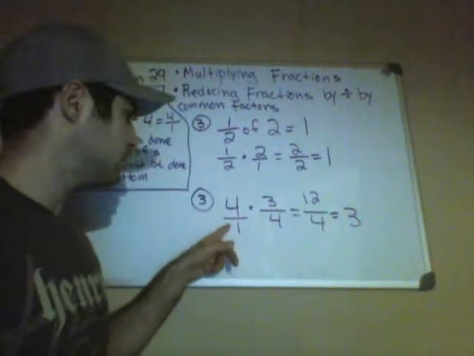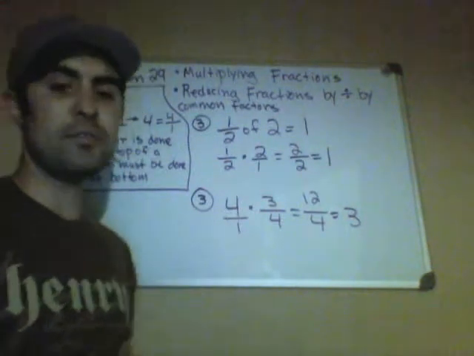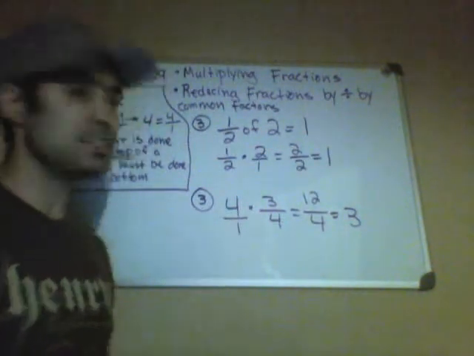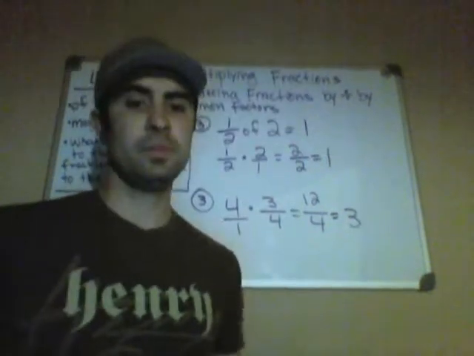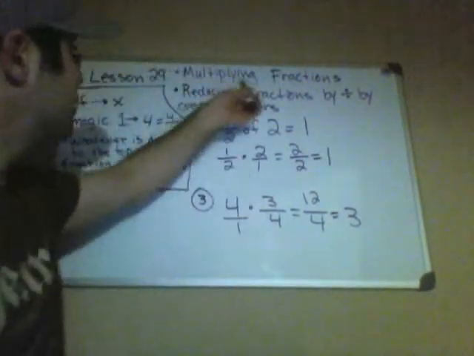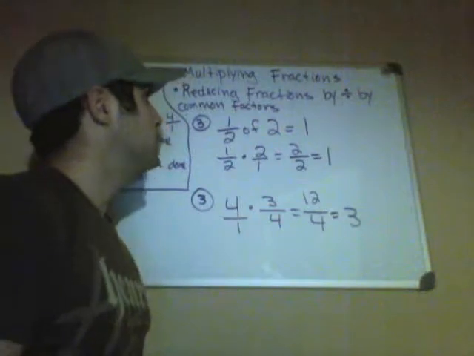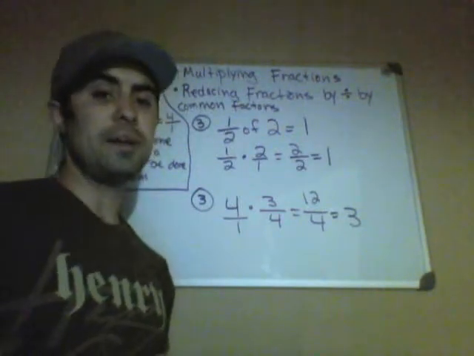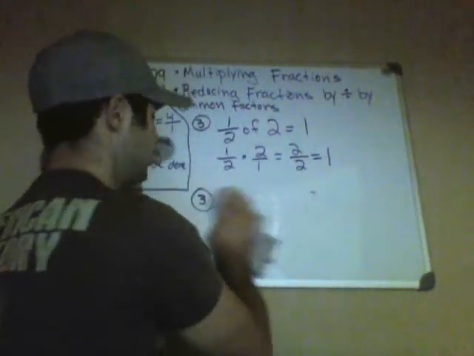Key thing though, magic 1. Anytime you have a whole number, put that magic 1 right below. Okay, so you guys know how to multiply fractions. If there's a whole number that you're multiplying by a fraction, use the magic 1. So let's go ahead and erase this.